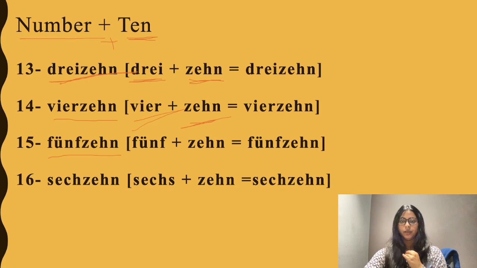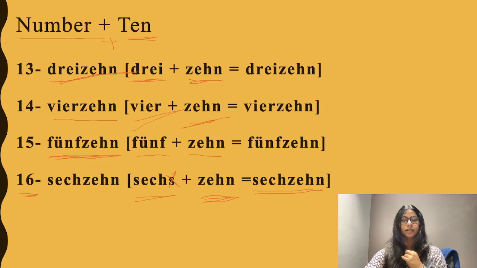5, the same way, 5 plus 10, we get 15. Now this case 16 is an exception where we take the number 6 plus 10. So instead of writing sechszehn, we write sechzehn. So we remove the S from here, we remove the S from here and we only write sechzehn. This is just to make the pronunciation easier.